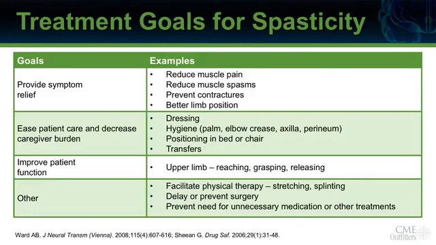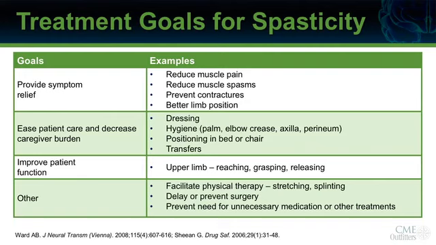Well, what are the treatment goals? And Michael may have particular goals that could be very different from another patient with a similar disorder. Well, symptom relief. Can we relieve his muscle pain, spasms, contractures, limb position? Can we relieve patient care and caregiver burden problems? How do we ease his ability to care for the patient? Dressing, hygiene, positioning, transfers. These are considered passive functional gains, what we do for the patient.